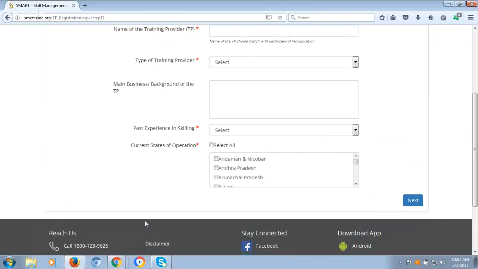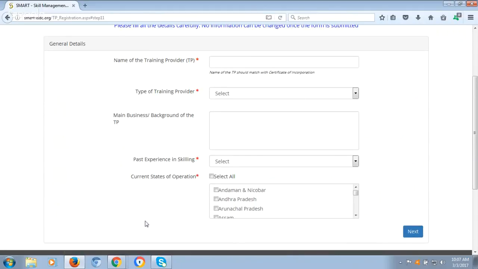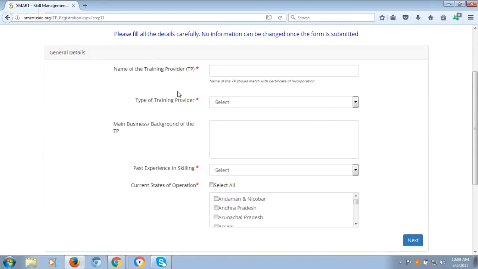I will mention ready. Then I will tell you step by step, for example, the name of the training provider. You have to fill in your own organization. For example, mine is Punjab Agricultural University.